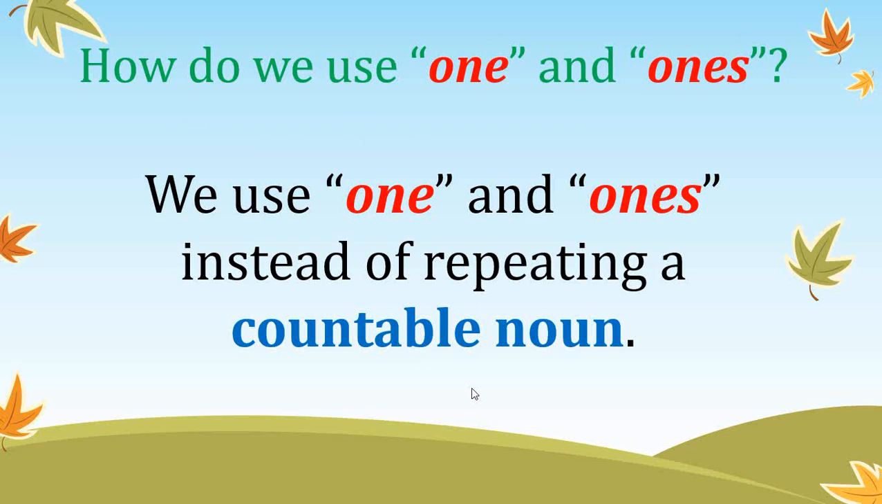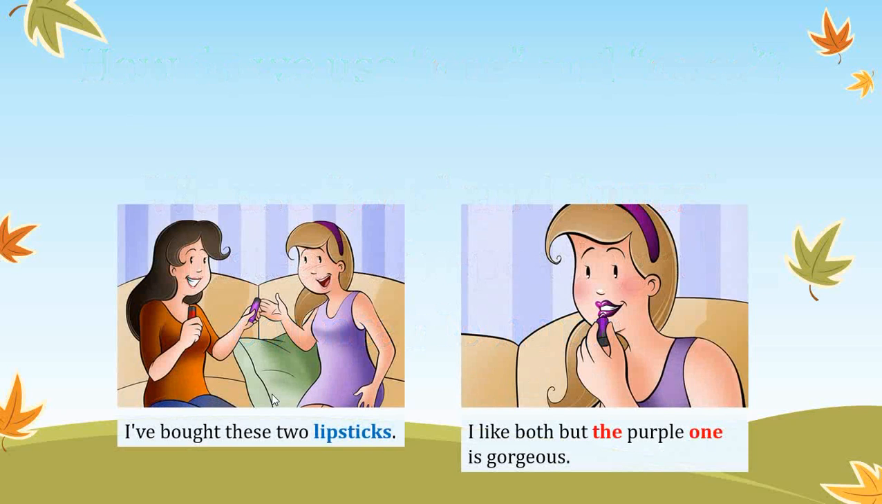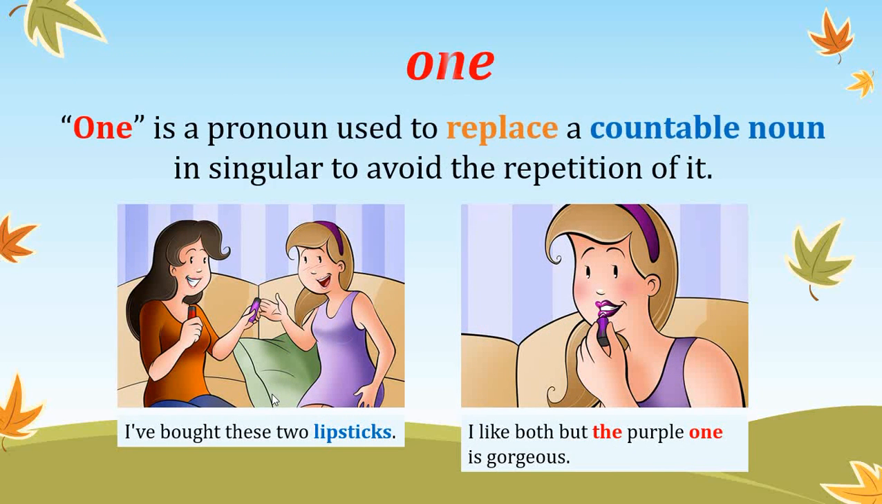Okay, now, how do we use one and ones? We use one and ones instead of repeating a countable noun. We use them to replace a countable noun for not repeating it. Now, one is a pronoun used to replace a countable noun in singular to avoid the repetition of it.